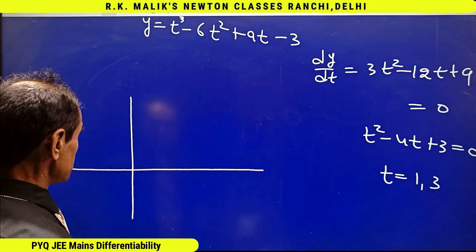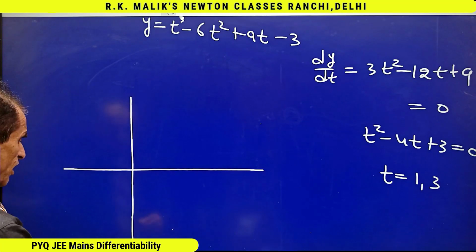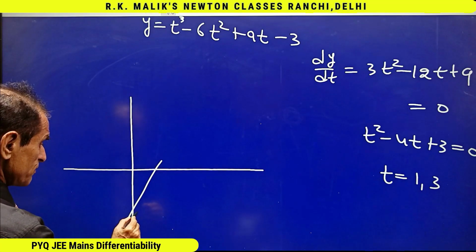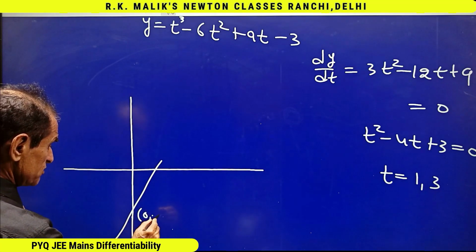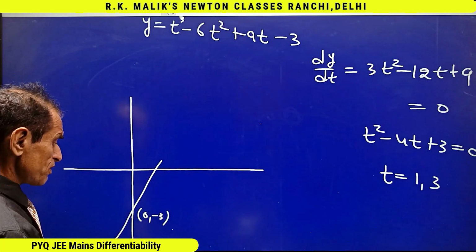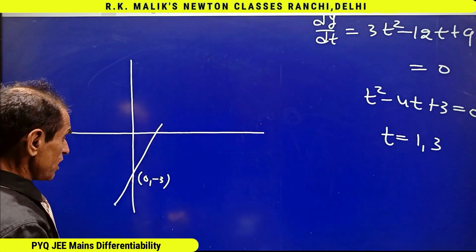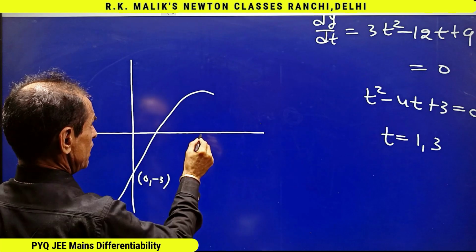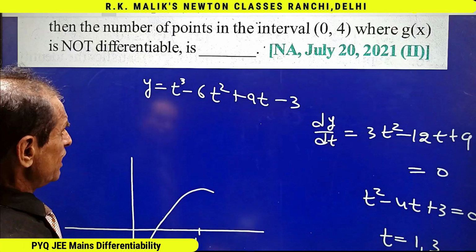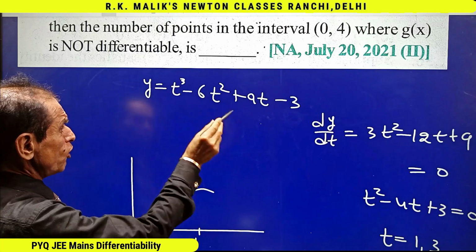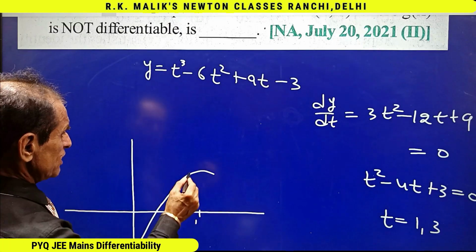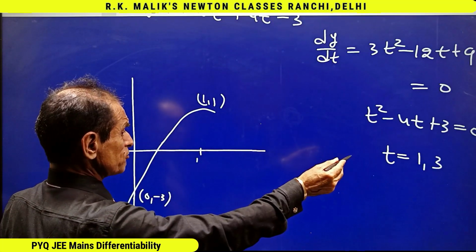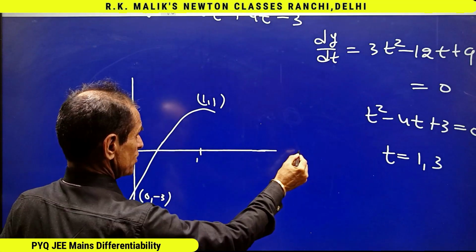And keeping all this information in mind, I can say the graph will be coming from downwards, cutting the y-axis at 0, minus 3. For clarity purpose, first I am drawing the complete graph. Hence, the graph will come from below and it will turn at t equal to 1. And when t is equal to 1, the value of y is also 1. That is, this point is (1, 1).